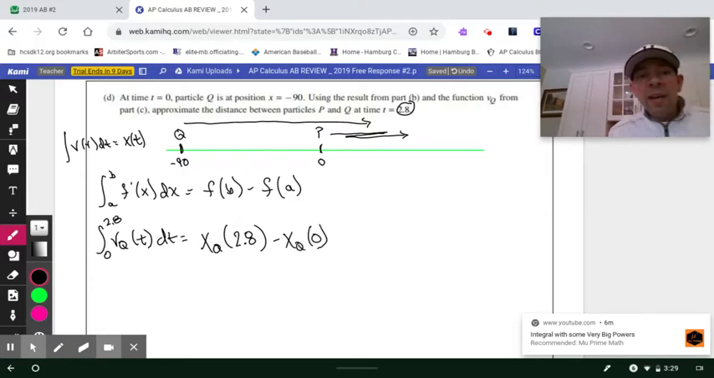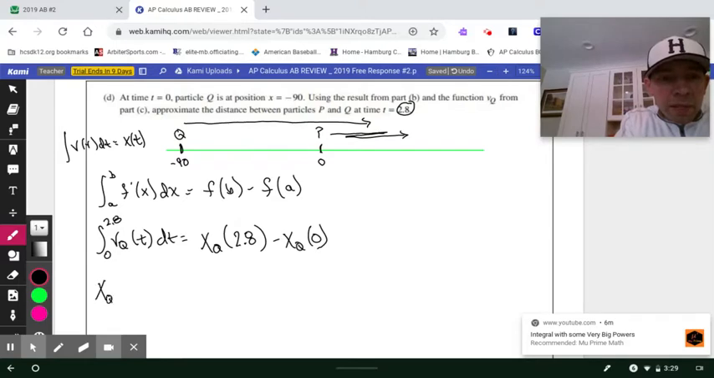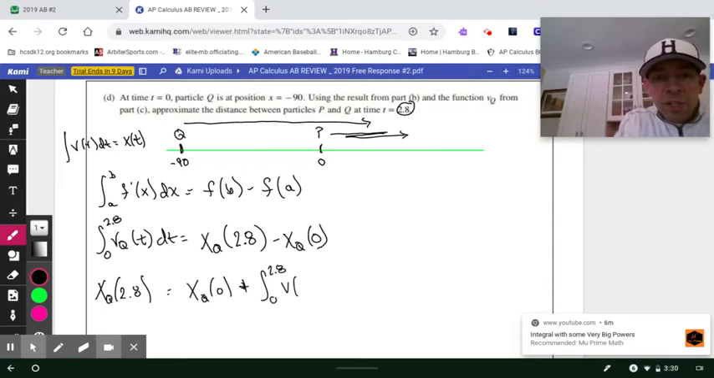And now what you can do with that first fundamental theorem is you can kind of add and subtract terms from one side to the other and manipulate it a little bit. And basically what you're going to end up saying is that his position at 2.8 is equivalent to that initial position at 0 plus this integral. Which makes total sense to me, because I'm thinking, okay, let's take his original starting position and then add on his accumulated displacement during that time period.